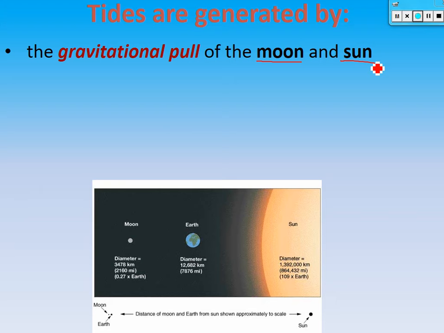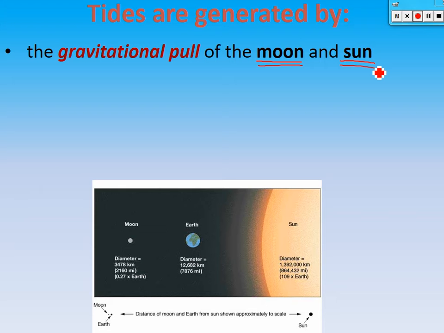So I wanted to ask you, though, and make a prediction. What do you think is more responsible for tides? Would it be the moon or would it be the sun? So think about that for a second. The moon or the sun, what do you think is more responsible for tides? And the answer might surprise you.